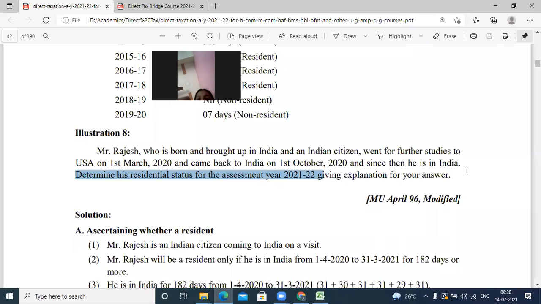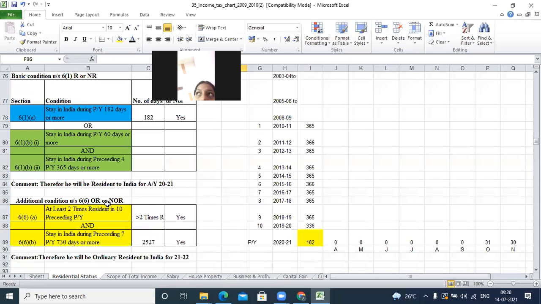Now see what I am doing here. Give explanation of your answer. So now I have to explain them. So for that you have to write the following comment. Write down. Till here it is completed.